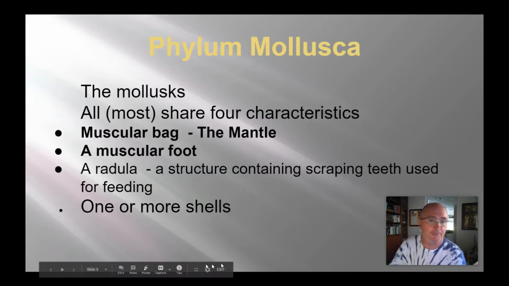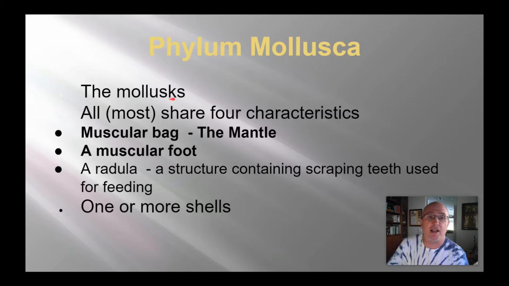Sounds familiar, right? All right, so almost all mollusks have several characteristics that they share. One is that they have a muscular bag called the mantle. And it's the mantle, this thin bag material that surrounds the internal organs, that also secretes the material and makes the shell.